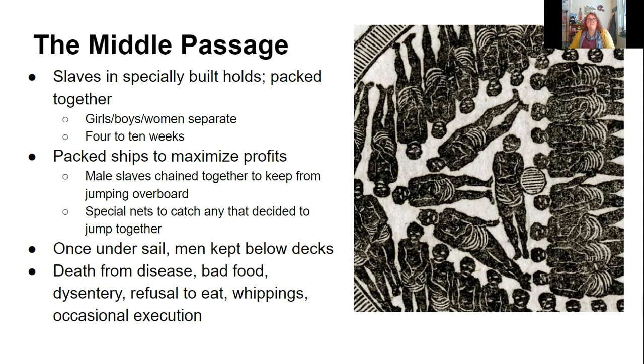And because they were not used to the journey, and because they were so packed together, disease ran rampant. Death was immense. There would be dysentery. Some would refuse to eat. Some would be beaten to death, and some occasionally would be executed. And it's suspected that the Middle Passage is the largest graveyard in the world, because once somebody died on the ship, they were removed and just tossed overboard as if they were trash.